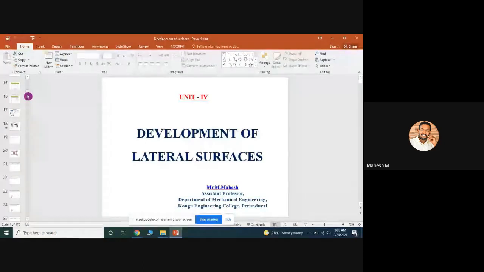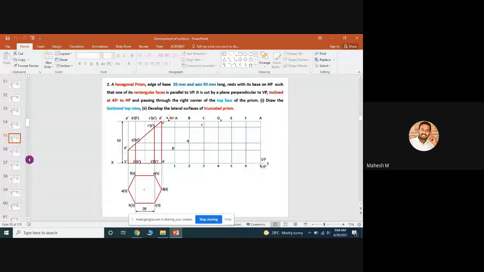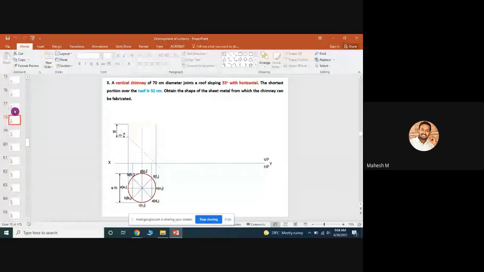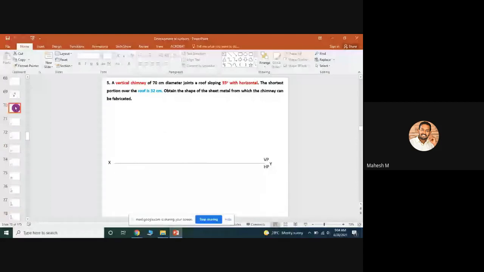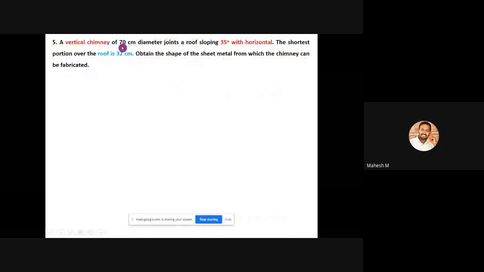The difference between hollow and solid is that there will be a hole inside the cylinder, that is called a hollow cylinder. Okay, so we have discussed this particular problem. In this problem, the questions will look different, because please look at this dimension, the vertical chimney of 70 centimeter. So look at this, it is 70 centimeter, not millimeter. You have to be very cautious while looking at the unit.